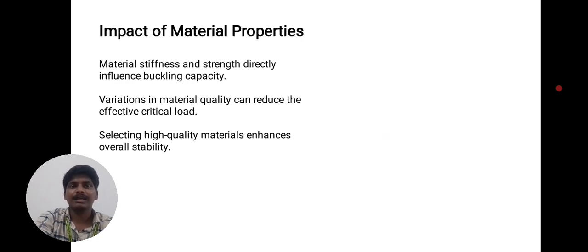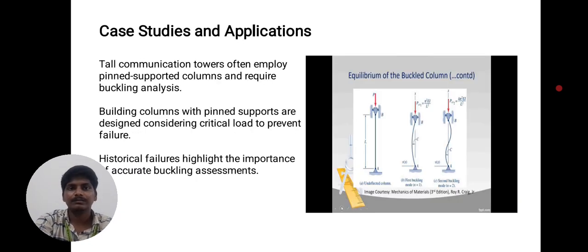Impact of material properties. Material stiffness and strength directly influence buckling capacity. Variations in material quality can reduce effective critical loads. Selecting high quality materials enhances overall stability.